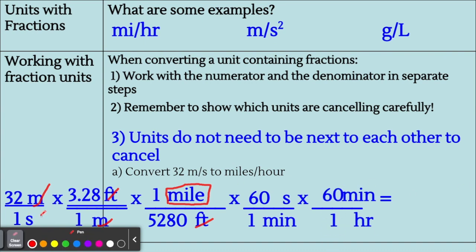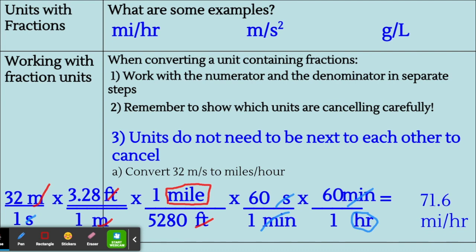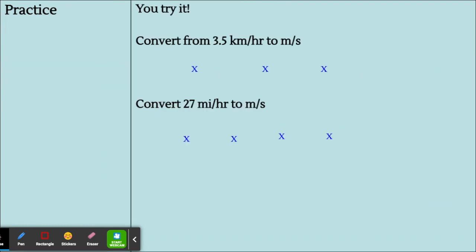Now I can notice that seconds on the bottom here is going to cancel out with seconds on top here. Minutes on the bottom cancels out with minutes on the top. That means that I'm just left with hours on the bottom. So my final answer is exactly where I need it, and that's miles per hour. I multiply through and I get 71.6 miles per hour.